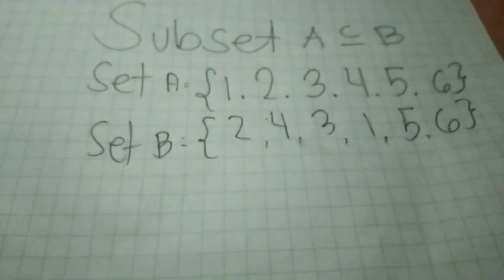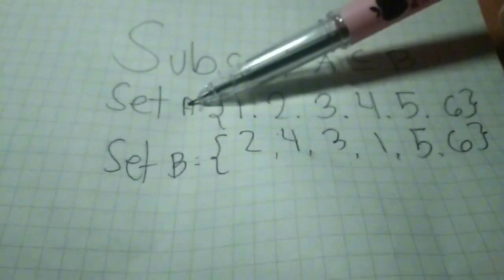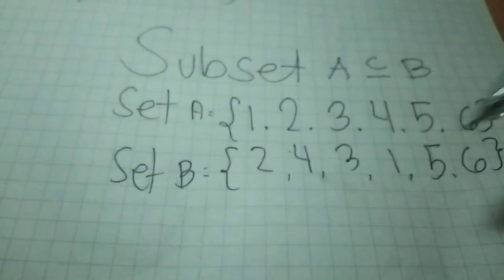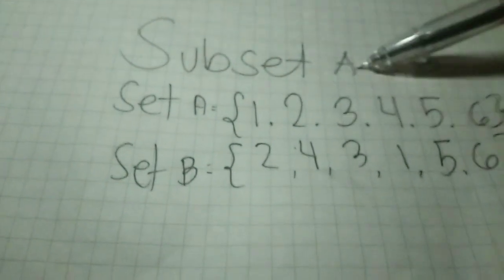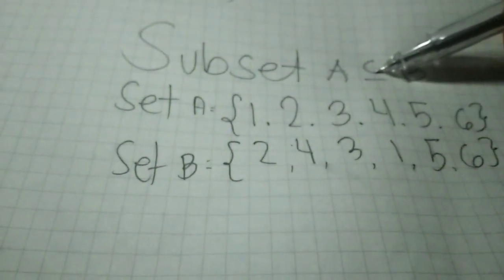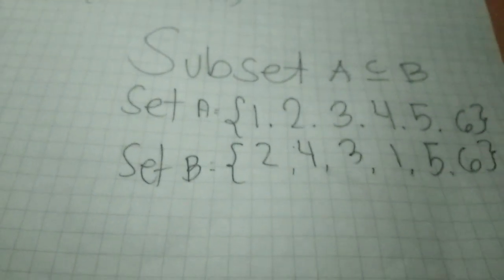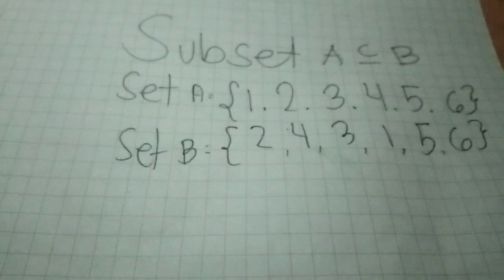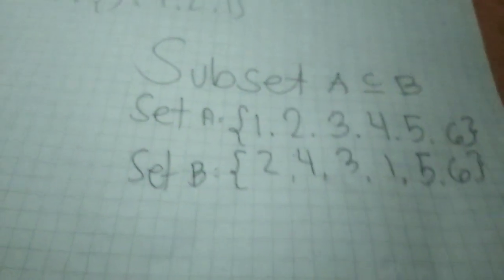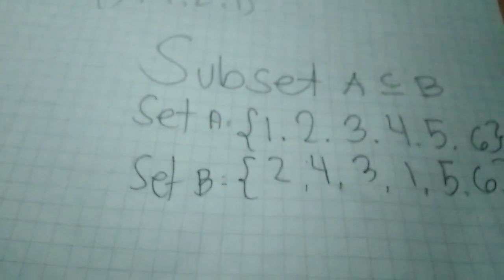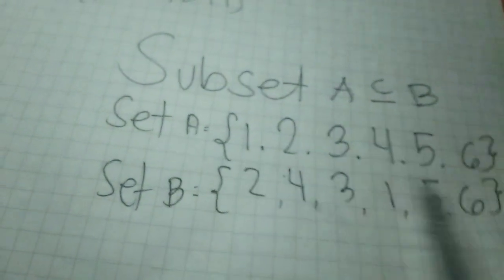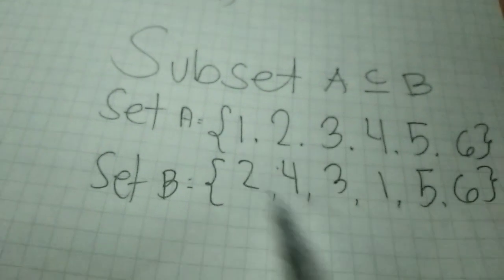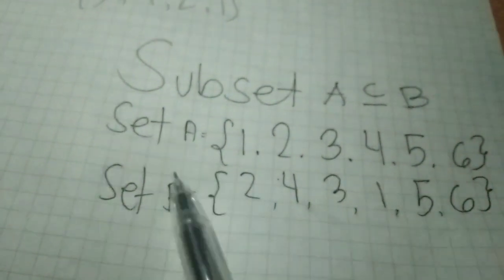This is an example of a subset. If A and B are sets, then A is called a subset of B, written as A ⊆ B, if and only if every element of A is also an element of B. So all the elements of A are present in the elements of B. So A is a subset of B.